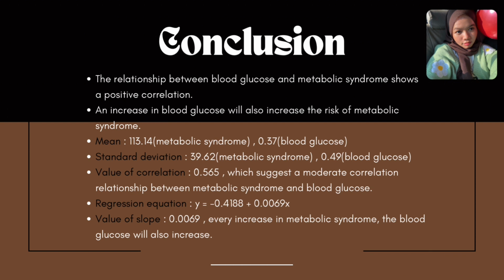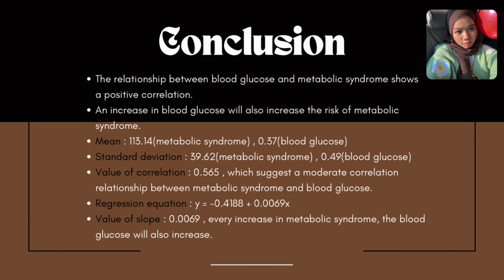From the data, we can conclude that the relationship between blood glucose and metabolic syndrome shows a positive correlation. An increase in blood glucose will also increase the risk of metabolic syndrome. We also found that the graph that is suitable for this data is the histogram. We also found that the mean is 113.14 for metabolic syndrome and 0.37 for blood glucose. The standard deviation is 39.62 for metabolic syndrome and 0.49 for blood glucose.